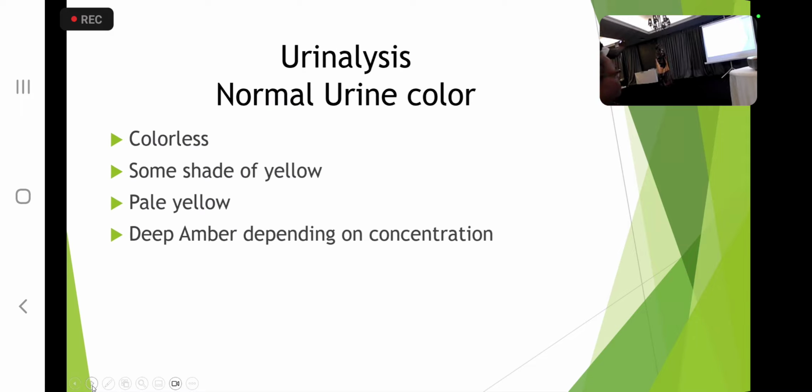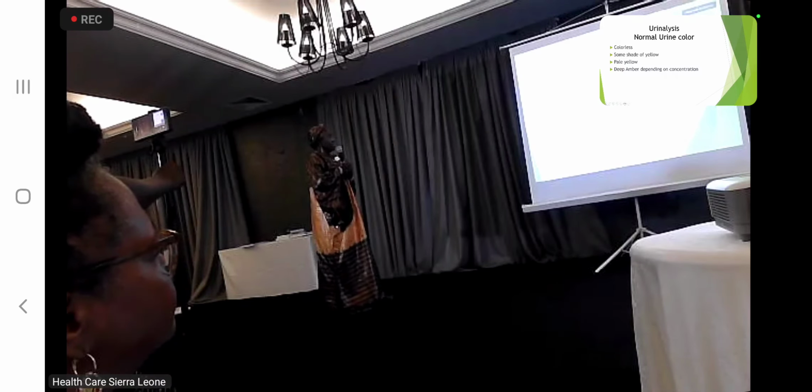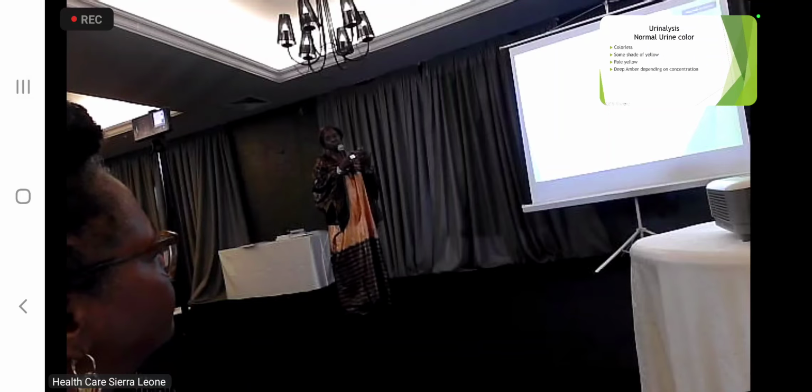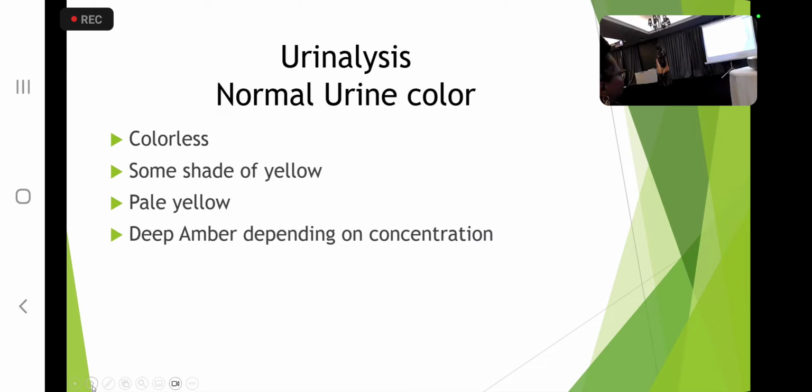A normal urinalysis should be colorless or some shade of yellow, like light orange, pale yellow, or amber, depending on concentration, meaning what have you eaten before you get the urine sample? What medication have you taken before you get the urine sample? Next slide.